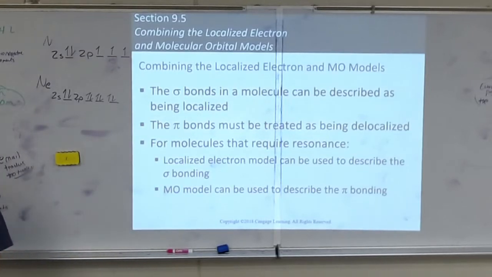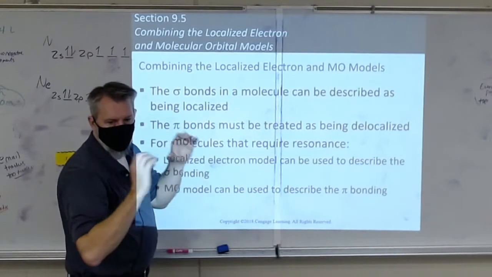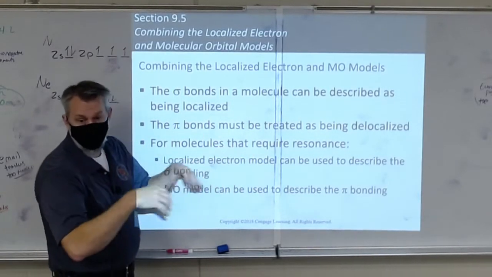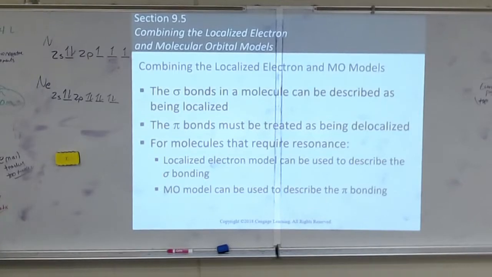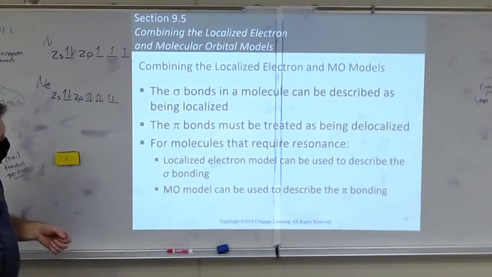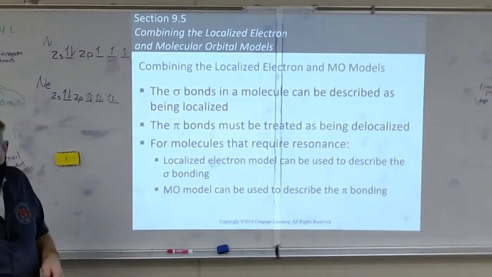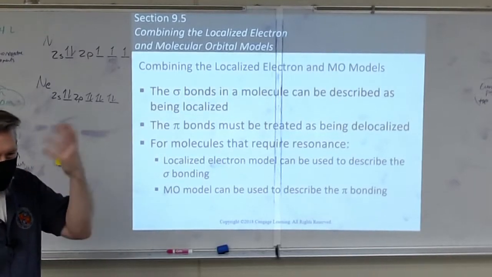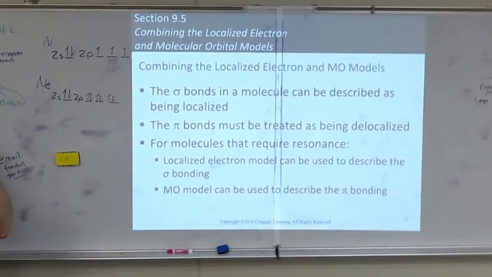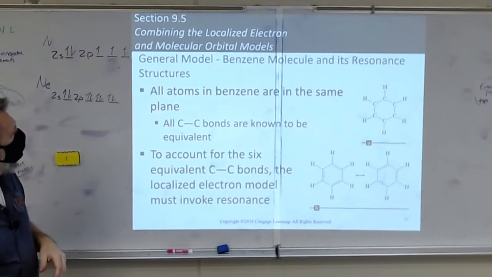The pi bonds, though, if you'll recall, run either across the top away from the nuclei or on the sides away from the nuclei. So you have to think about those as delocalized. And for molecules that require resonance, I can talk about the localized model in terms of the sigma bonding and the molecular model in terms of the pi bonding. I think we've talked about that enough. I'm hoping you're getting a visual image of how those extra pi bonds work.